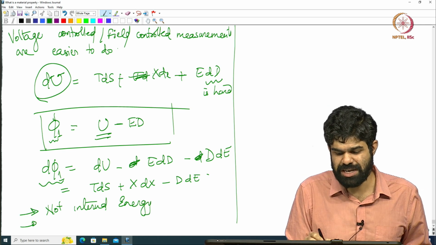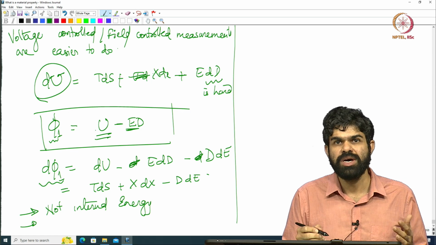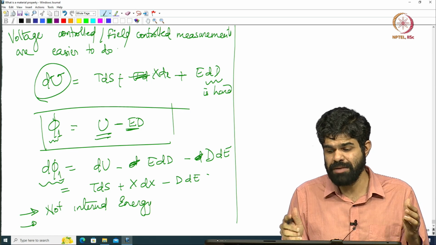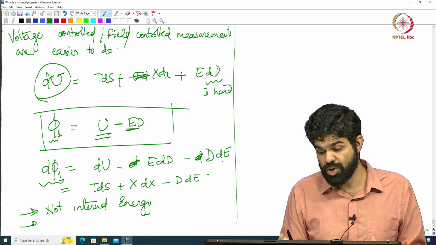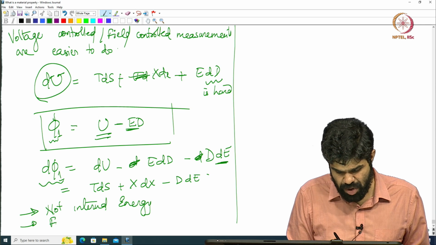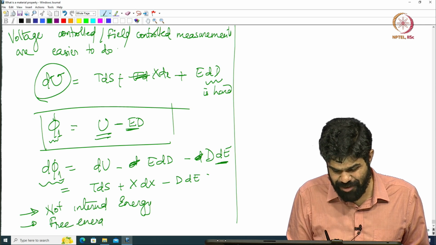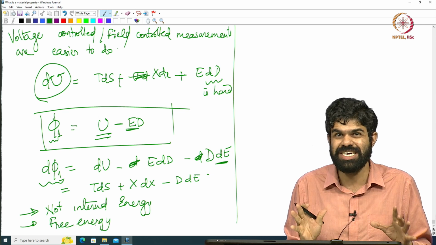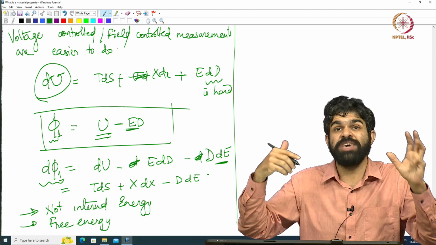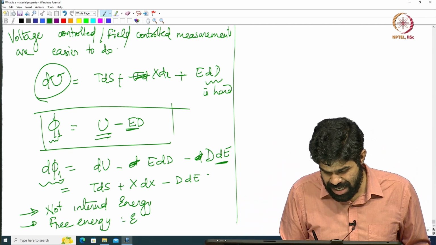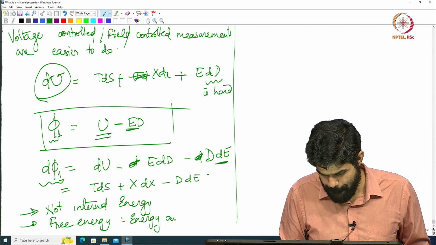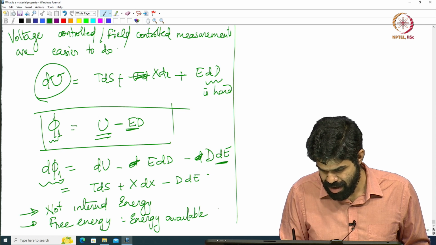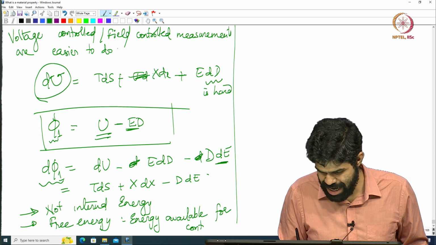So, if I subtract E d from u, I am subtracting E d because I want to be able to control E, right. So, I am going to call it some free energy, the energy available to me that I can change by changing the magnitude of E, right. So, this is the energy available to me for control, let us put it that way.